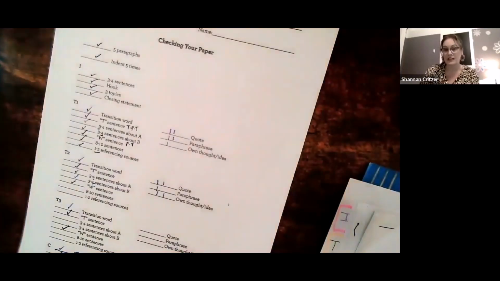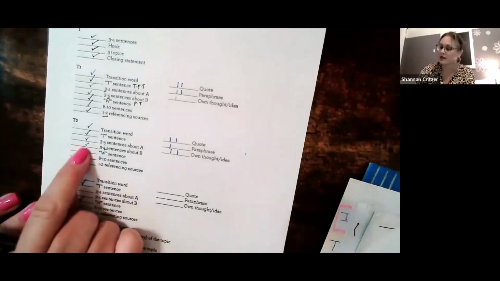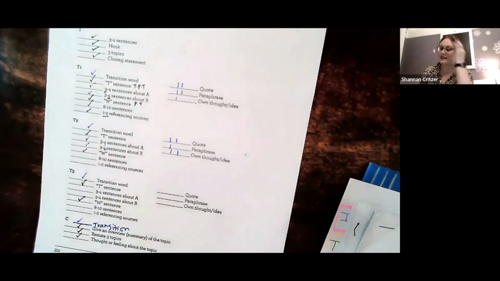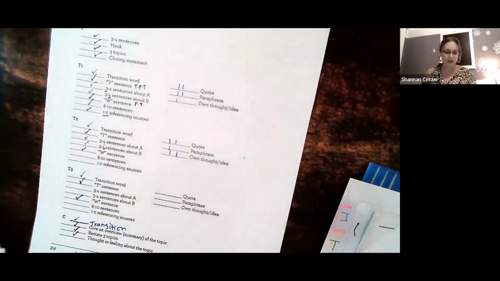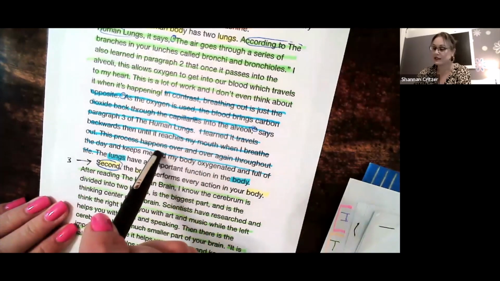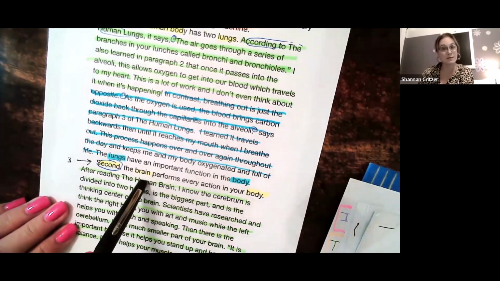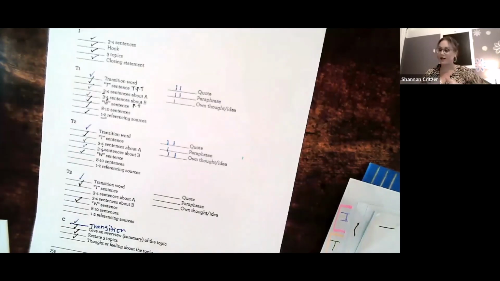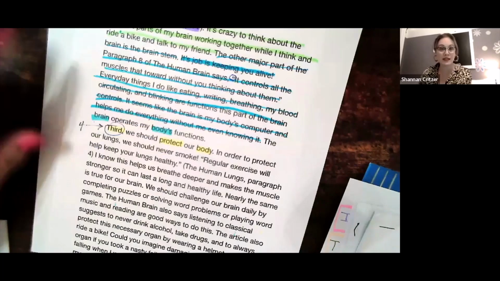So I'm going to share my screen, and I'm going to be on the checklist again. So we did not get this before my power went out. And so I'm going to show you what we do. We have gone through our first paragraph. We found our A and B points. We found in our second middle paragraph our A points. And now here we are with our B points.